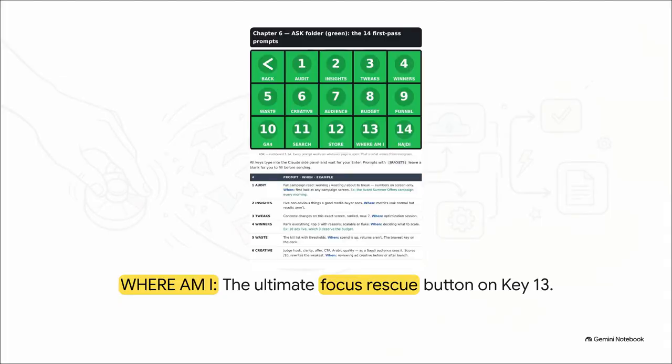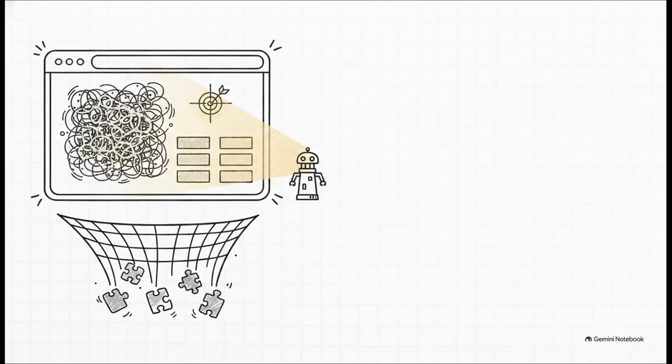To fix that exact problem, take a look at Key 13 in the ASK folder. It's a button literally called Where Am I? The source playbook describes this specific hack as pure ADHD gold, and honestly, it's easy to see why. When you return to a tab that suddenly means nothing to you, you just open your AI panel and hit Where Am I? It reads the screen and instantly grounds you with 4 critical lines of context. What is this page? What is its current state? What were you probably doing here? And what is the logical next click? It basically catches you when you fall and puts you right back on track.